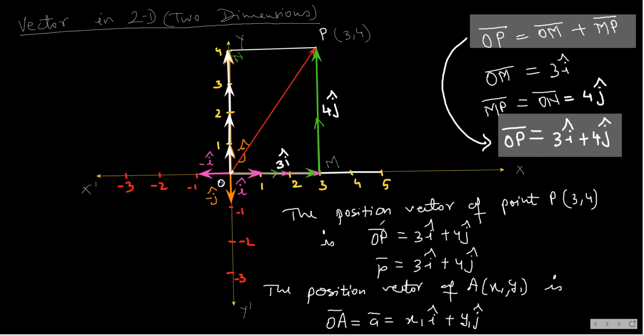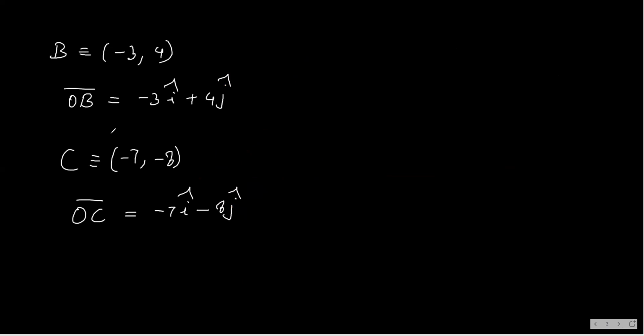So here we have done the vectors in two dimensions, and you notice that all the vectors in two dimensions are expressed with the help of i cap and j cap. Okay. Now students, here I got OB bar. As you know, OB bar is written as B bar and OC bar is written as C bar, right?